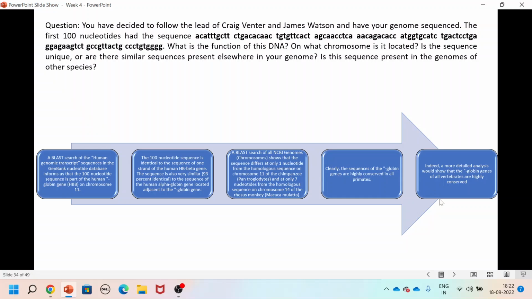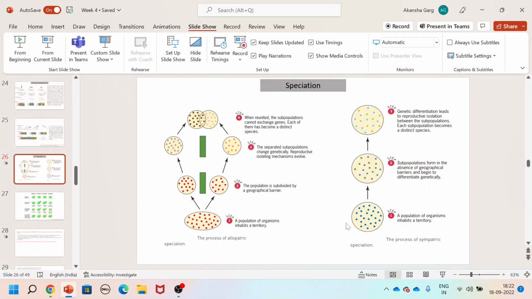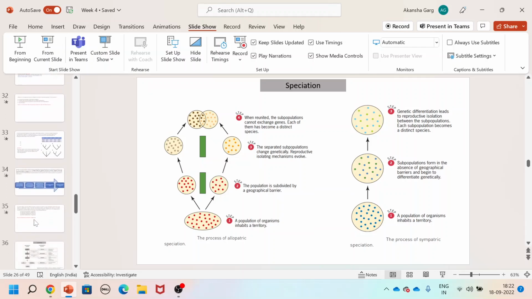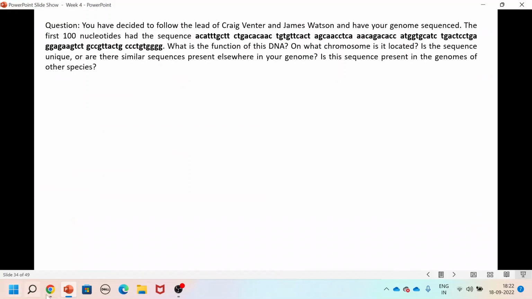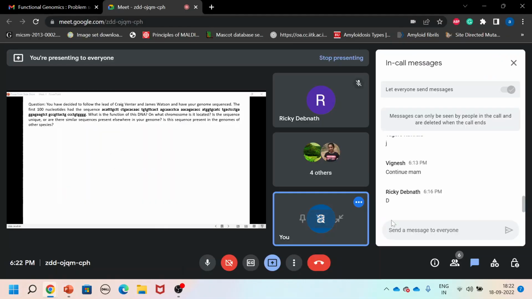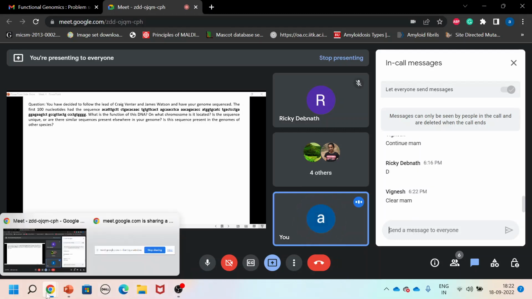Any doubts in this question, particularly the answer to this question? Can someone please tell me in the chat box if they have any doubt in this question? Is it okay? It is clear. Fine.